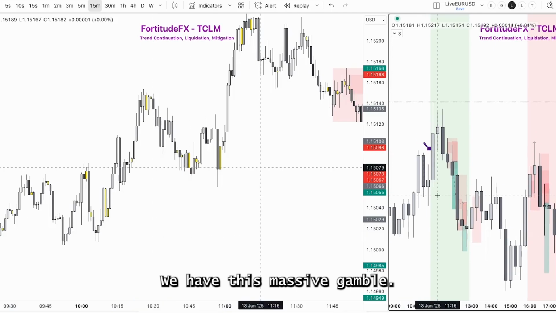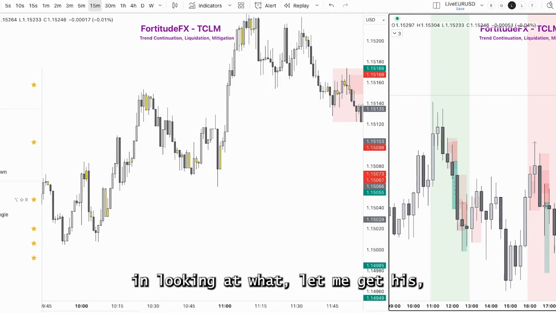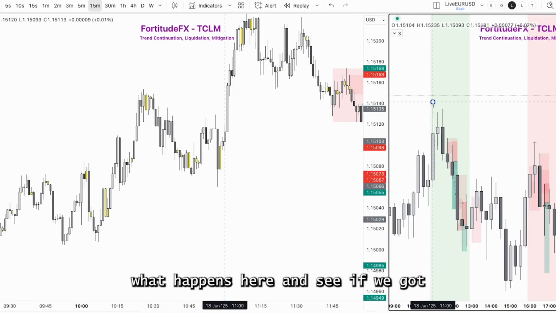What happens next? We have this massive candle, and I would definitely be interested in looking at what happens here, and see if we got a trade setup.